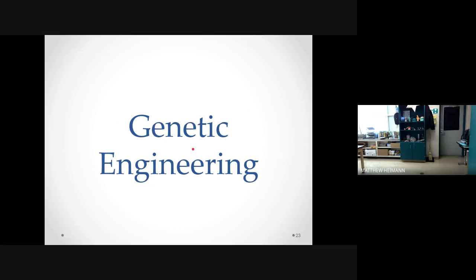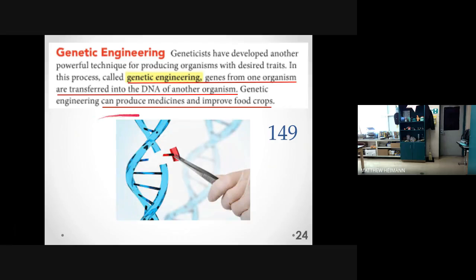All right, what else? Genetic engineering. Geneticists have developed another powerful technique for producing organisms with desired traits. In this process, called genetic engineering, genes from one organism are transferred into the DNA of another organism. Genetic engineering can produce medicines and improve food crops. So that sounds like a really crazy type of technology.